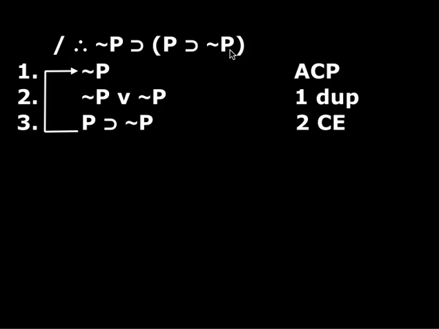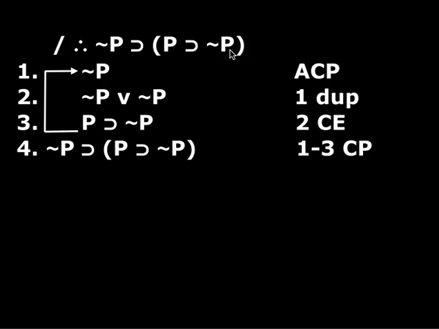So now I'm going to close the conditional proof. And next line, conditional, ACP is the antecedent, last line is the consequent. And that is the statement I was trying to derive. So I've demonstrated that that statement is a tautology. Okay, let's do one more example, one that's a little more involved.